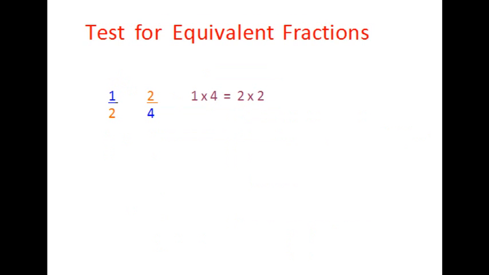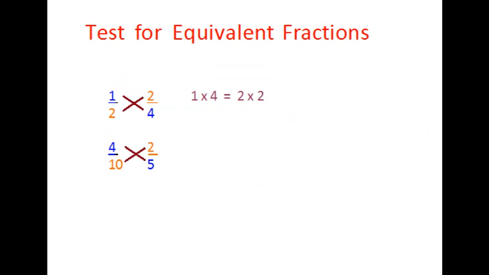We also call these as cross products, because if you see this is a cross. So I have highlighted those in the same color. 1 and 4 are in blue and both the 2's are in orange. So when the cross products are equal, we can say that the fractions are equivalent. Okay. Now consider one more example.